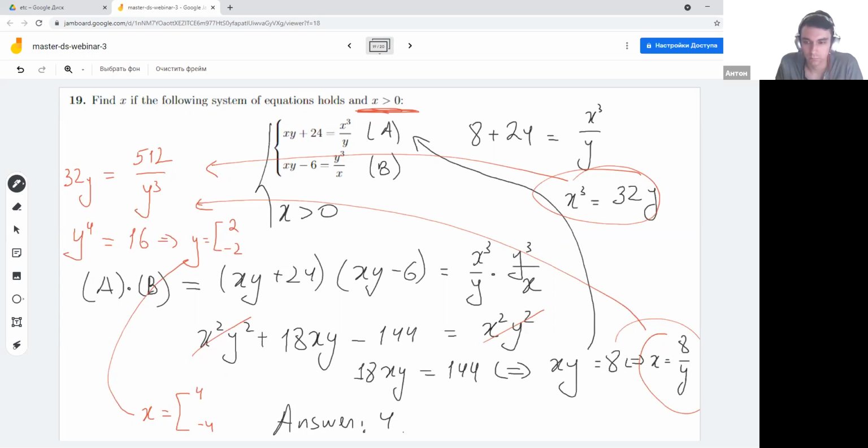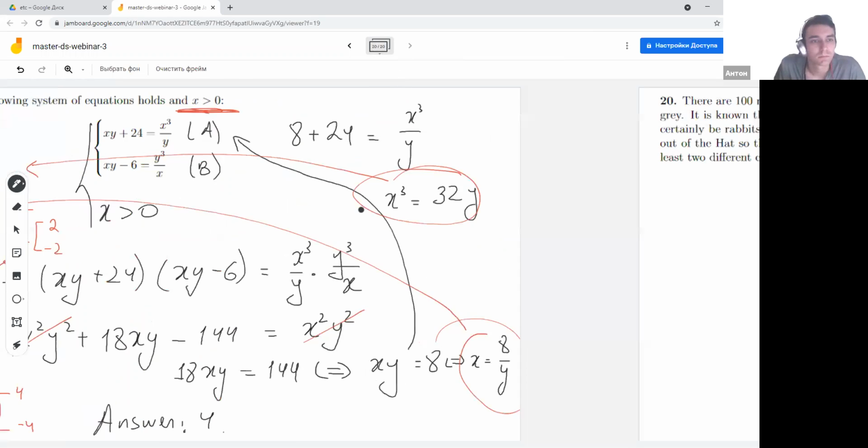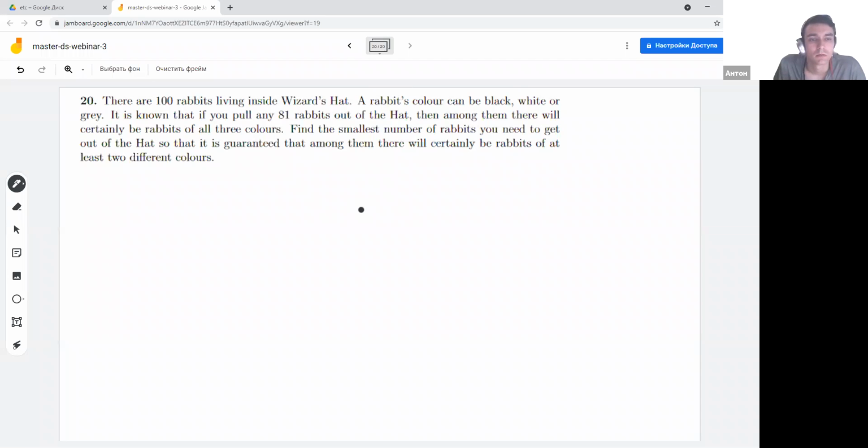Okay. So we have one last problem. If you don't have any questions, but if you have some, still please write them in the chat or in the questions and answer section. And I will move to problem number 20, which is again a textual problem, and it is about rabbits. So there is a wizard's hat, maybe looking like this, and there are 100 rabbits inside.